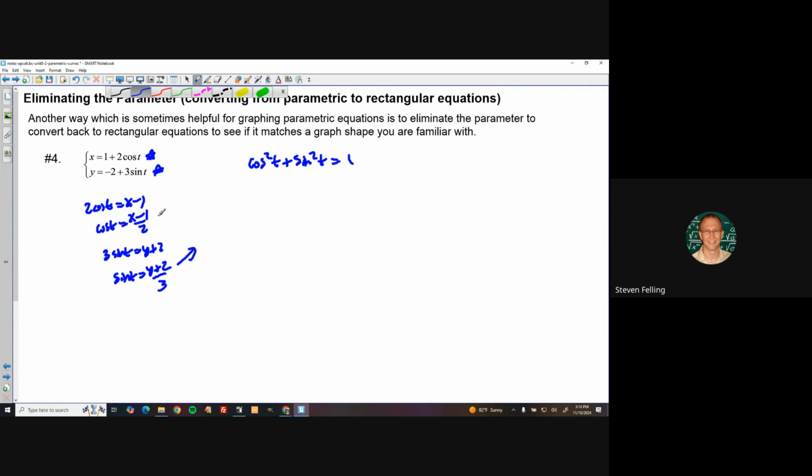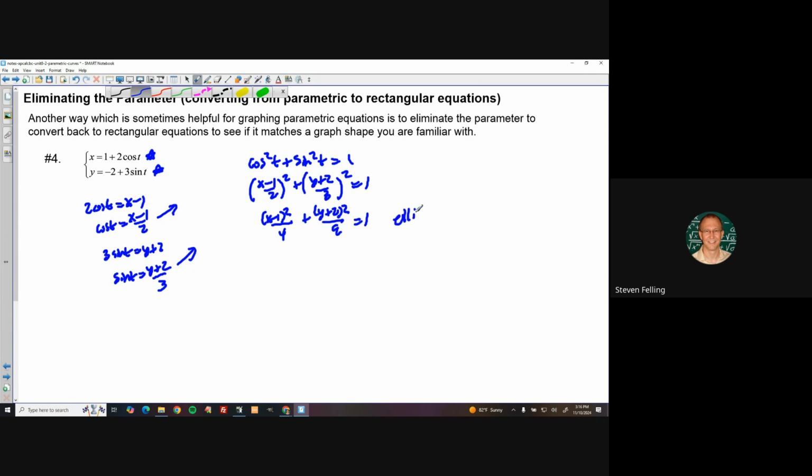Then what we're going to do is put those two things into the Pythagorean identity. So if cosine is replaceable with x minus 1 over 2, and that's squared, and then sine is y plus 2 over 3, and that's squared, equals 1, that gives me a way to eliminate the t's and rewrite it in terms of x's and y's. Now, since this is squared, I could write this as x minus 1 squared over 2 squared, which is 4. And this is y plus 2 squared over 3 squared, which is 9.